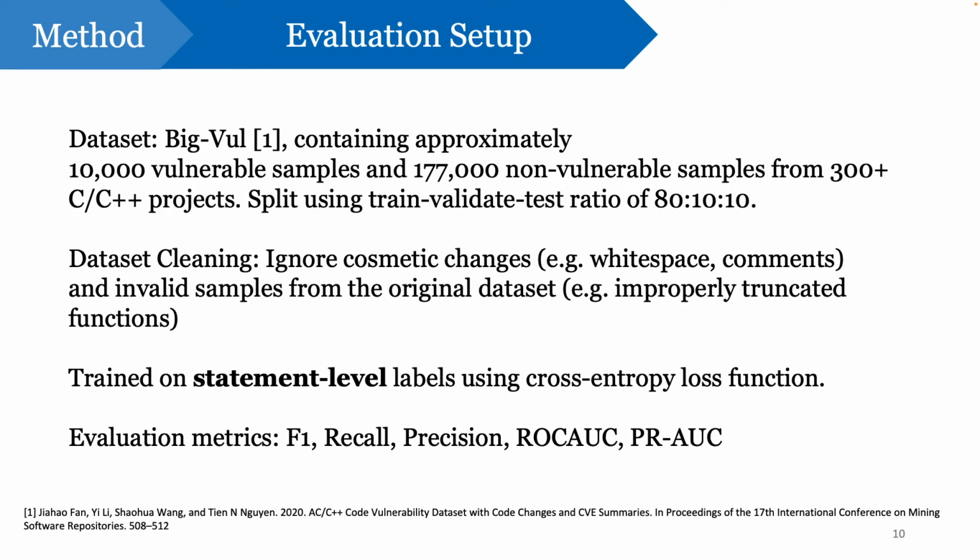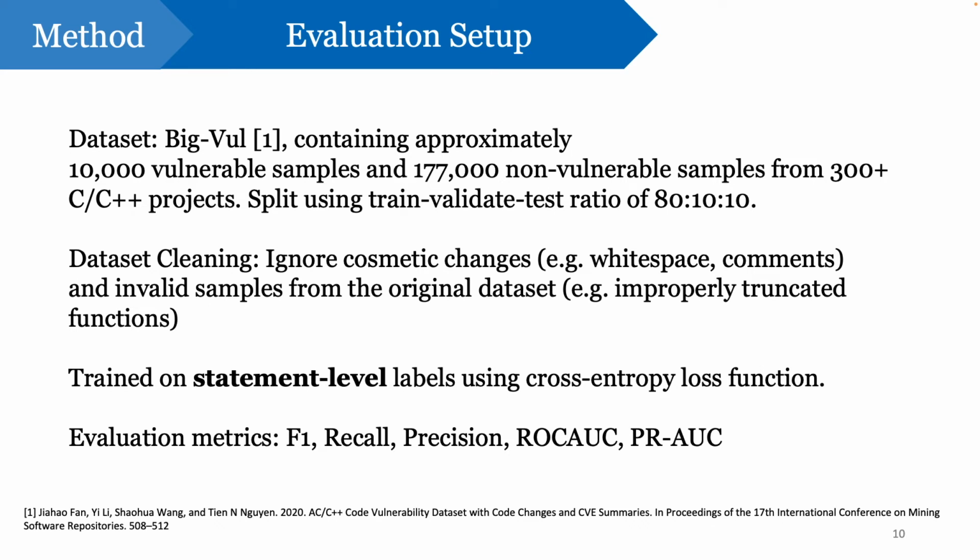For our evaluation setup, we used the Big-Vul dataset introduced in MSR 2020, containing approximately 10,000 vulnerable samples and 177,000 non-vulnerable samples from 300 plus C++ and C projects. We use a train-validate-test ratio of 80-10-10, and we follow the standard code pre-processing procedures as in other works, such as ignoring whitespace and comments. Specifically, we also exclude invalid samples from the original dataset, as we found some improperly truncated functions in the Big-Vul dataset.